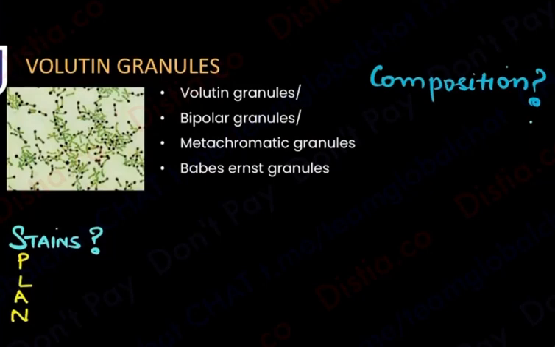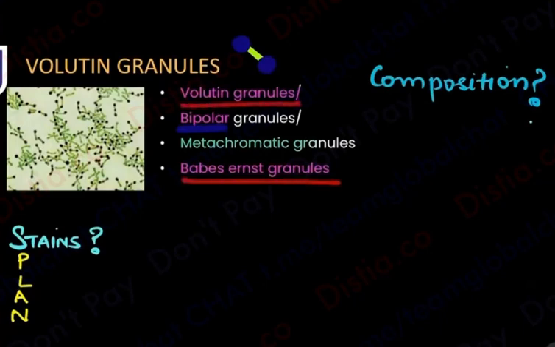Everyone first learn all their names. Volutin is a fancy name. Similarly, another scientist, they're also known as Babes-Ernst granules, a fancy name. What are the real names? Bipolar granules, because I am seeing that these granules are noted at the poles. They are seen at the poles. So the word bipolar is definitely making sense. Then they are also known as metachromatic. What is metachromatic? That I'll explain in 2 minutes. So remember, volutin, Babes-Ernst, bipolar and metachromatic are the 4 names for the same thing.